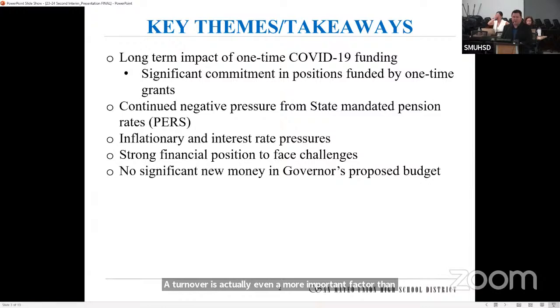One thing I want to make sure that the board and the community know is the district is in a very strong financial position to face these challenges. So we do have some things that we need to work on and external pressures on that. But due to the board's decisions over the last several years, we are in a very strong financial position to face those challenges. One final note is the governor's budget proposal came out in January, and we saw no significant new money. In fact, if you heard the news around the state budget, the state's got a lot of work to do over the next several months to close the gap.